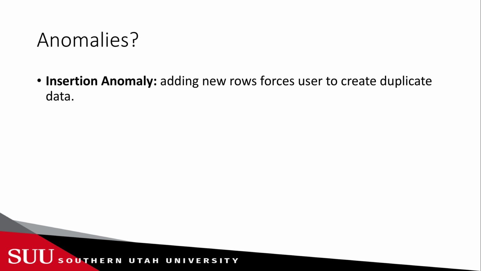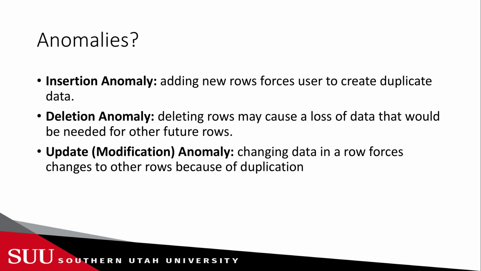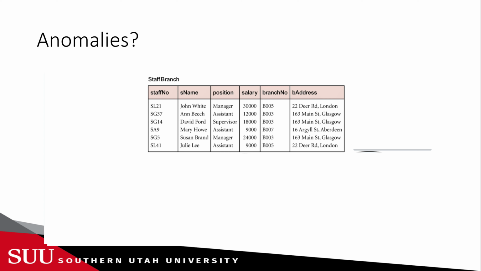Now we have another type of anomaly, which is the deletion anomaly, which is when deleting rows, this may cause some loss of data that would be needed for future rows. And finally, we have the update or modification anomaly, which is when changing the data in some row, this will force the change to other rows because of duplication. So let's see some examples that will clarify things up.